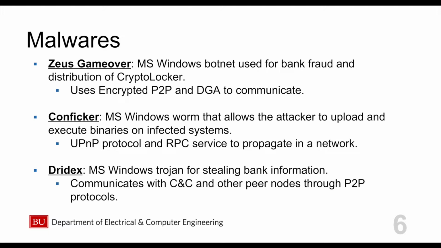Conficker is a Microsoft Windows worm that allows the attacker to upload and execute binaries on infected systems. It uses the UPnP protocol and RPC service to propagate in a network. Drydex is a Microsoft Windows Trojan for stealing bank information. It communicates with CNC and other peer nodes through P2P protocols.